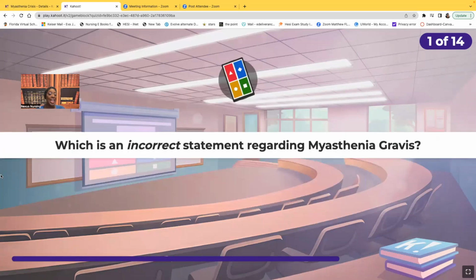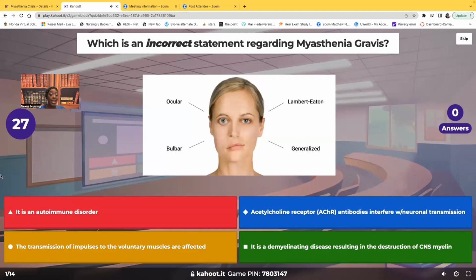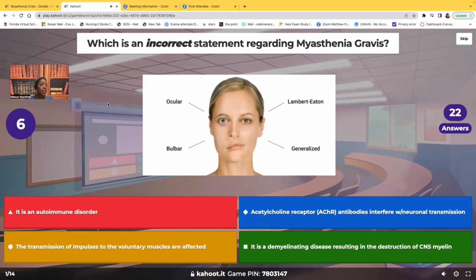Okay, so which is an incorrect statement regarding myasthenia gravis? Which one is incorrect? Is it an autoimmune disorder? Acetylcholine receptor antibodies interfere with neuronal transmission. The transmission of impulses to voluntary muscles are affected, or it's a demyelinating disease resulting in the destruction of CNS myelin. Which one is incorrect in regards to myasthenia gravis? What do you say?